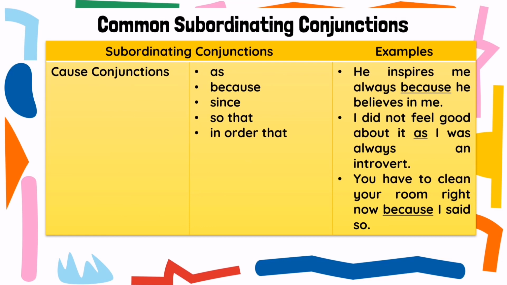Next, cause conjunctions. We have as, because, since. So that is used to talk about purpose, and in order that is used for saying that something can happen. Sample sentences, he inspires me always because he believes in me. I did not feel good about it as I was always an introvert. You have to clean your room right now because I said so.